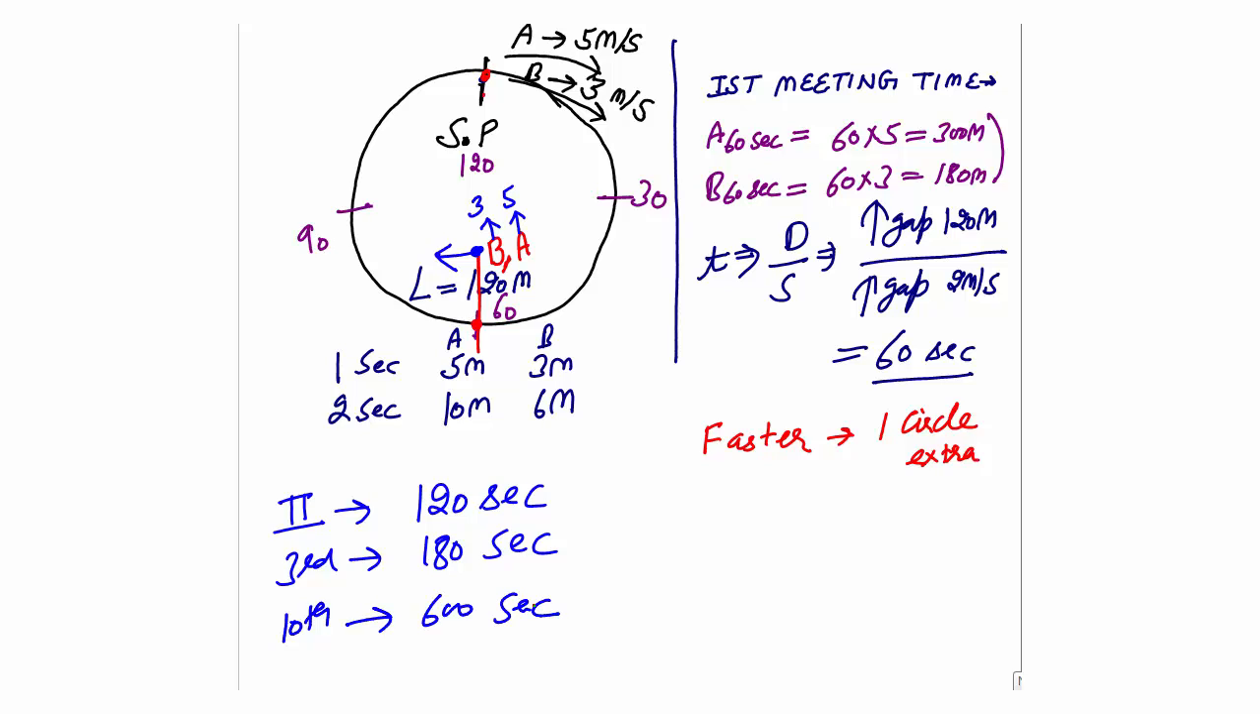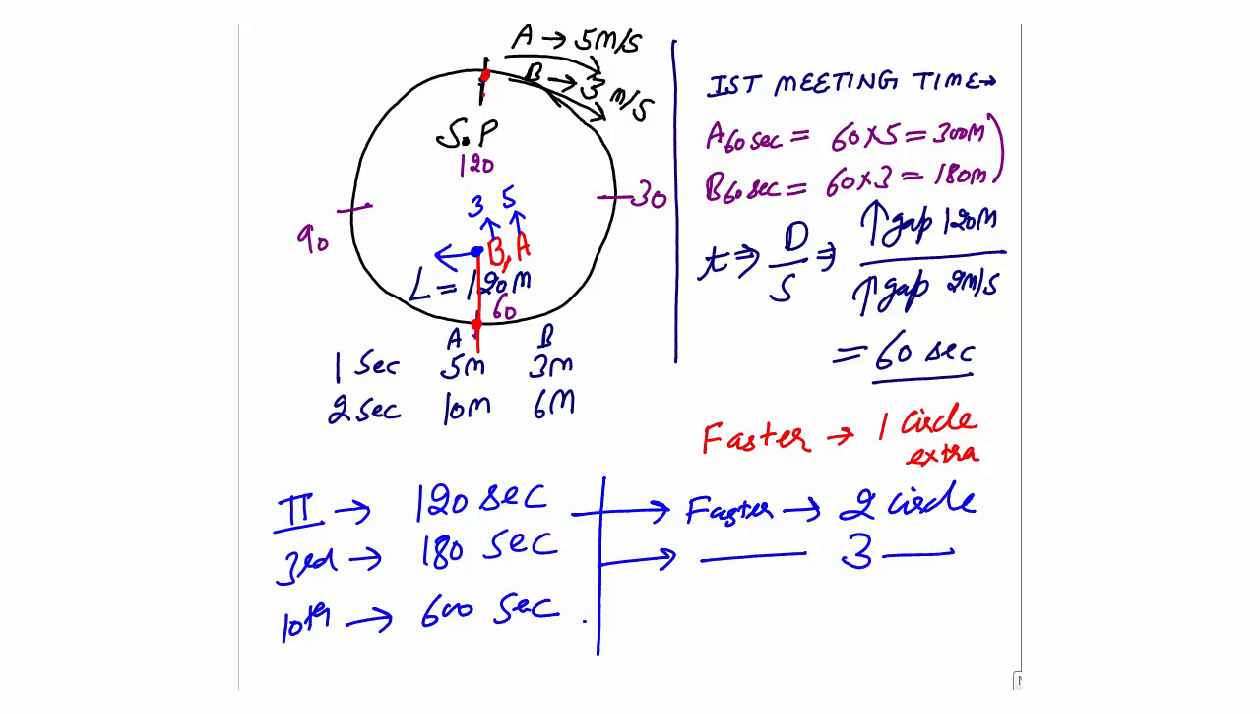Now I told you the concept that the faster one will cover one circle extra. Till the second meeting the faster one will cover two circles extra. Till the third meeting the faster one will cover three circles extra, and till the 10th meeting the faster one will cover 10 circles extra.